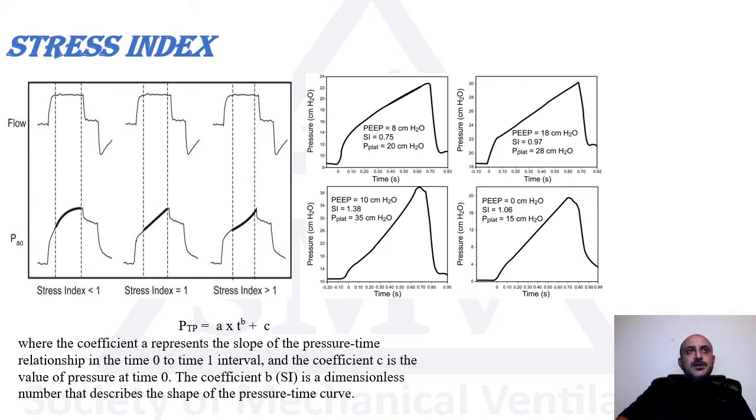Another way of adjusting the PEEP is something called the stress index, and it's a pretty complicated calculation here if you look at it, which is really hard to calculate, but sometimes could be done by just visual inspection of the pressure time curve.